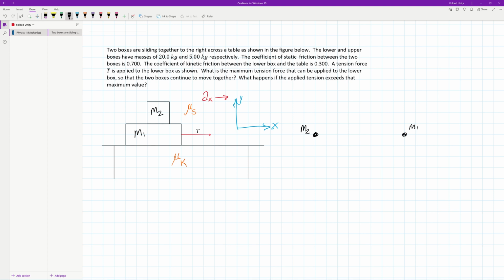Now, what forces act on each of these boxes? The first one, not to forget, is the weight. Every object, at least on the surface of the Earth, has a weight acting on it.